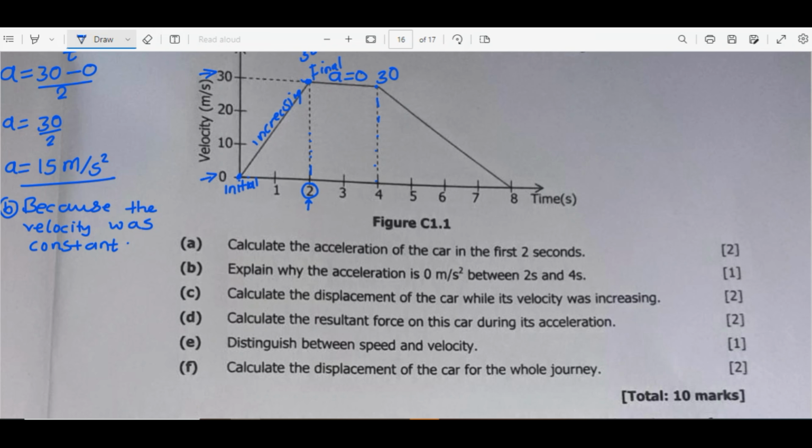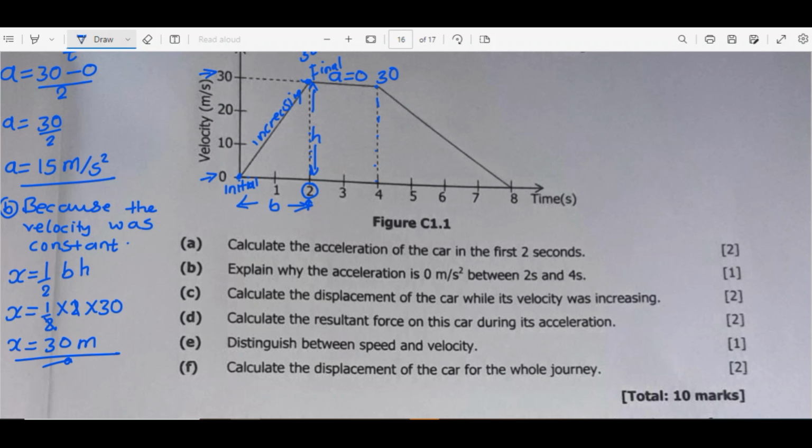So we can see that we have the triangle shape. Displacement, which is the same as distance, is equal to half times B times H. B is the base, from 0 to 2. The height is the distance from the x-axis up to the final velocity. So displacement is equal to half times the base, which is 2, times the height, which is given by 30. If we cancel this, x is equal to 30. The displacement in the first 2 seconds, while the velocity was increasing, is 30 meters.